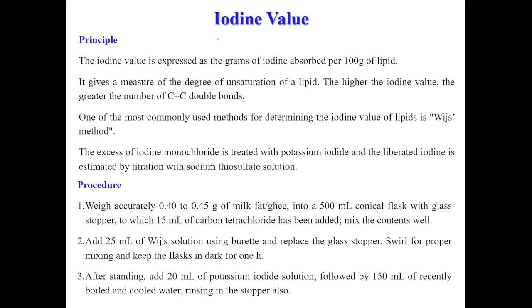Now in this video we will learn about the iodine value. Iodine value is also an adulteration parameter. This parameter has also been included recently in the FSSAI standard. So let us see what is meant by iodine value. Iodine value is expressed as the grams of iodine absorbed per 100 gram of lipid. This is the definition of iodine value: the grams of iodine absorbed by 100 gram of lipid or fat is known as the iodine value.